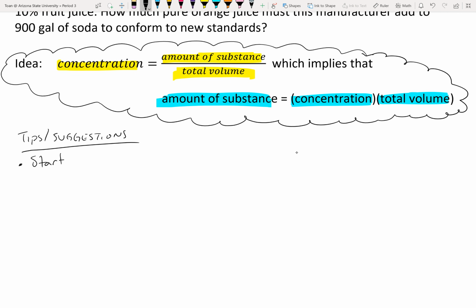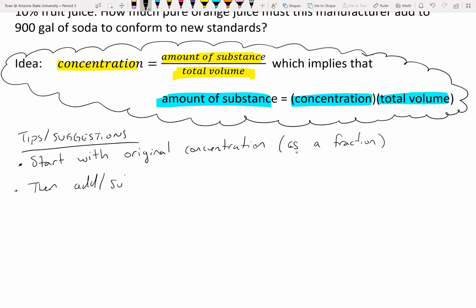You want to start with the original concentration as a fraction. Then add or subtract whatever the problem tells you. In this example, we're adding orange juice. And then what you want to do is set it equal to your new concentration.